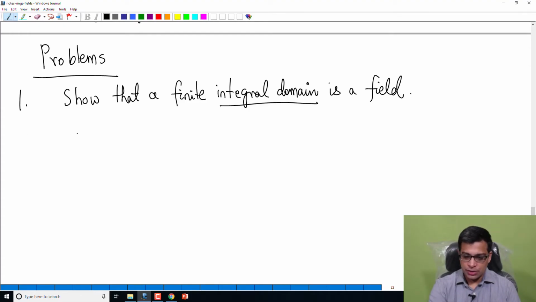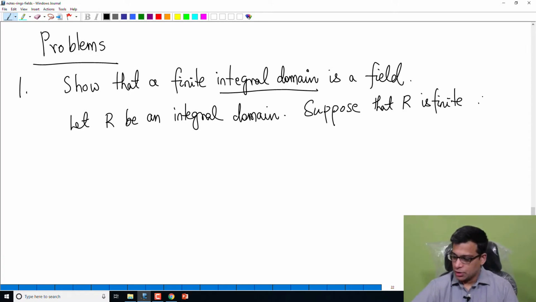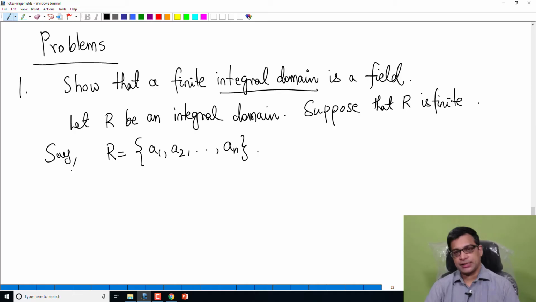So let's do this. Let R be an integral domain, and suppose that R is finite. This is the hypothesis. In other words, R has only finitely many elements. So let's list these elements. Remember, this is where the finiteness assumption is critically used. R has only finitely many elements, say n of them. I will call them A1, A2, up to AN like this.